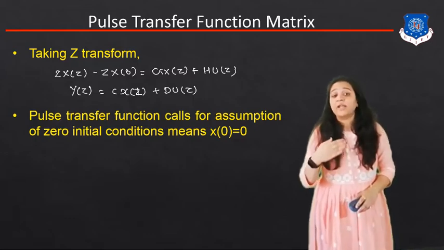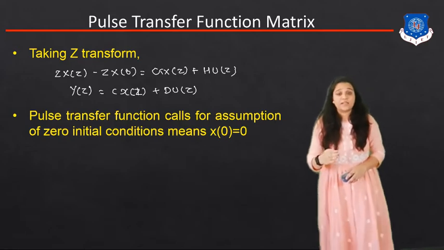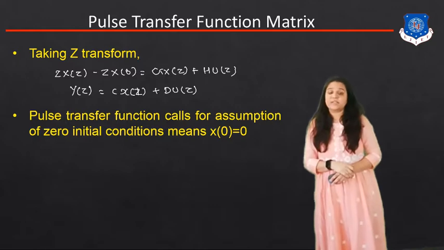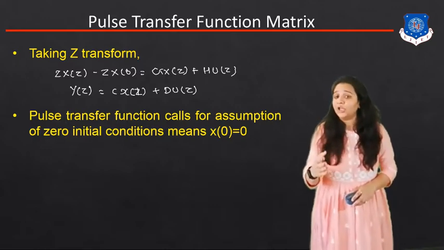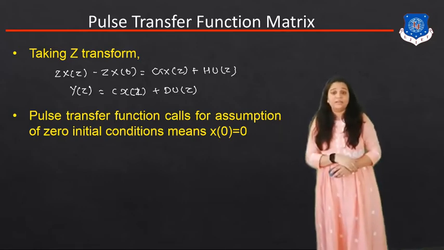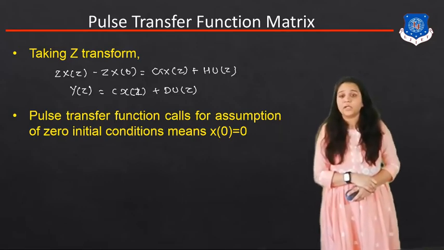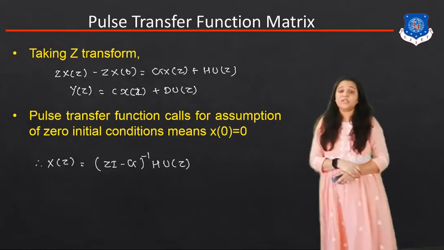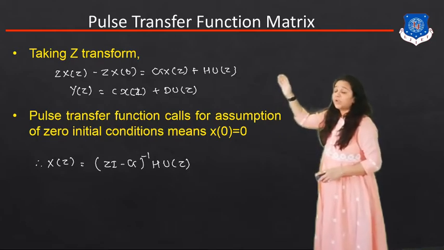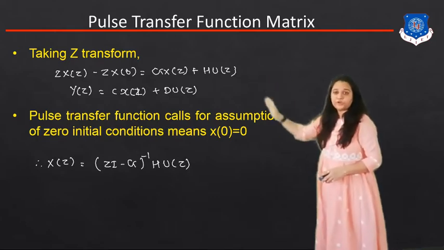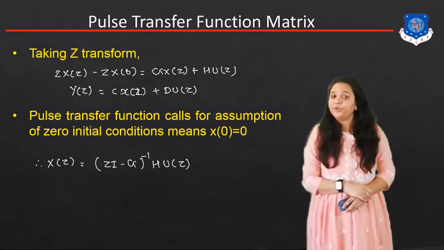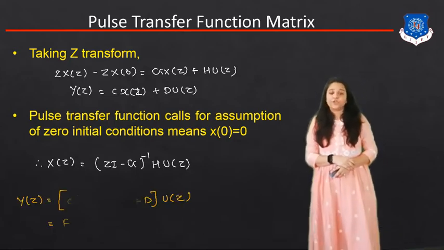Up to now, in an example or in any system that follows the discrete time state space analysis, they will give the value of the initial condition. Now, in the pulse transfer function, we take the initial condition equal to 0. So in the above equation we put x(0) equal to 0. So X(z) is equal to (zI minus G) inverse into H U(z).